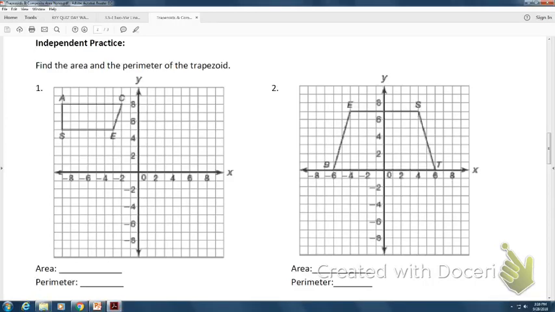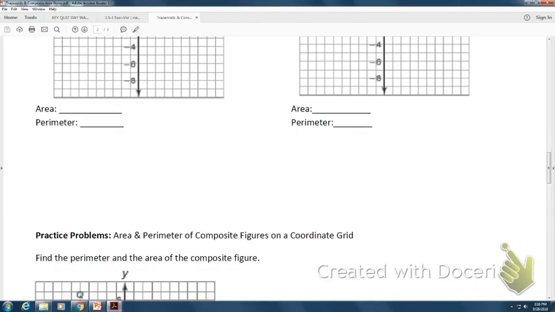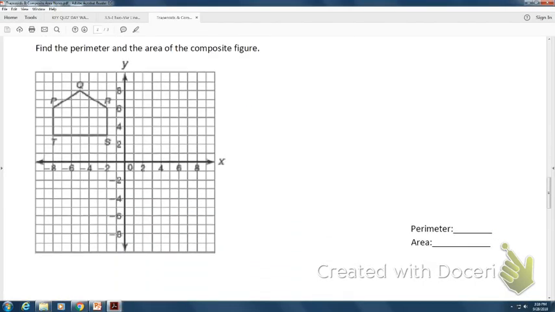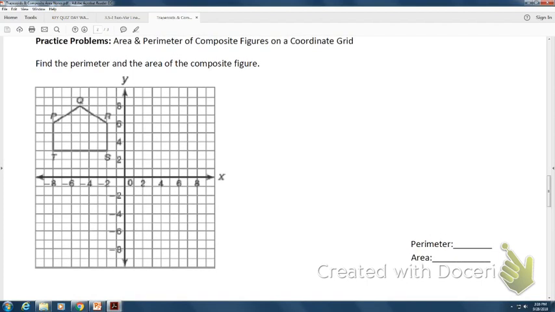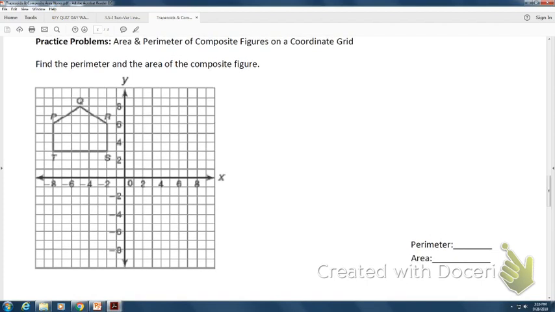Okay, we are going to look at composite figures. We're going to find the area and perimeter of these composite figures. What can we split polygon PQRST into? A triangle and a rectangle. Okay, so let's do that. So we have a rectangle and a triangle.